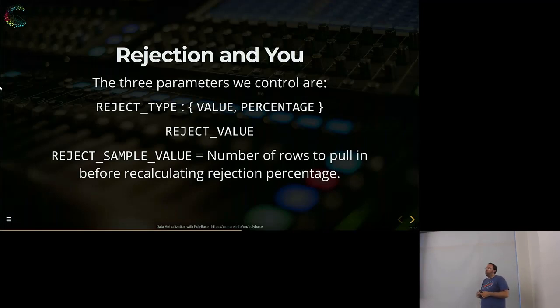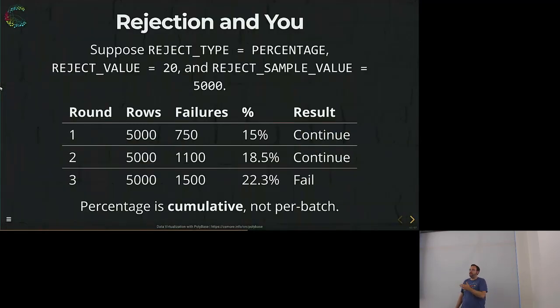We control 3 knobs. They are reject type, reject value, reject sample value. So the rejection type can be a value or a percentage: in number of rows failed or in percent of rows failed. And reject sample is best if I give you a table as an example. So reject sample is really something you only do with percentages.